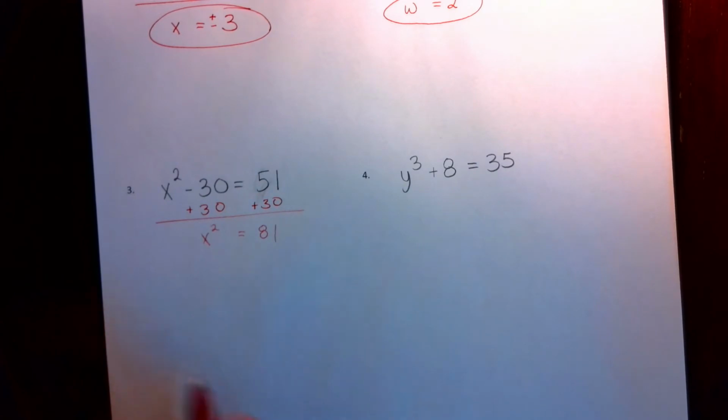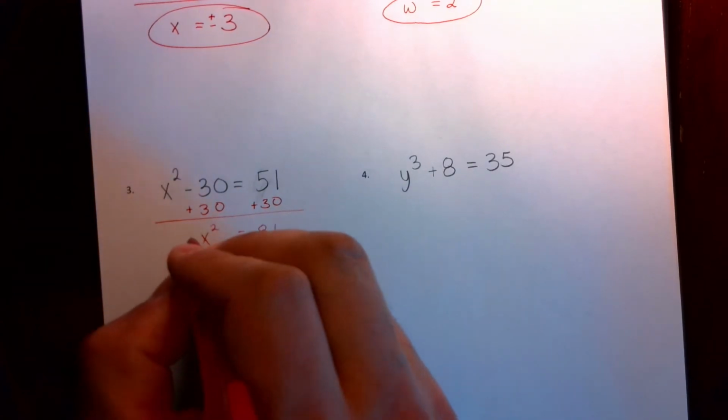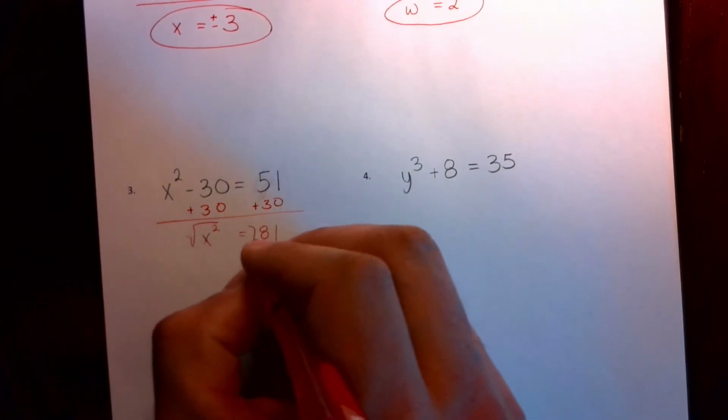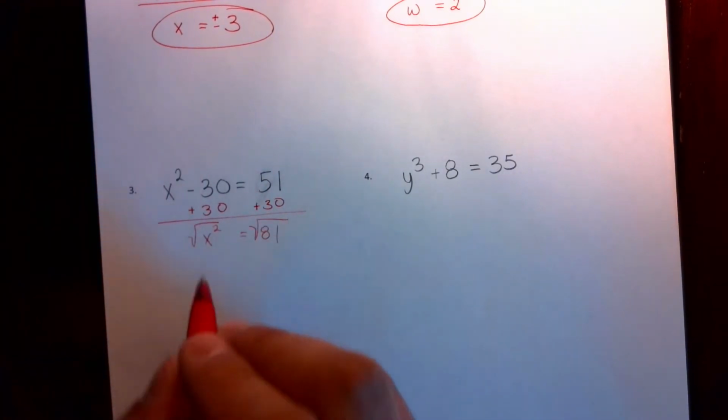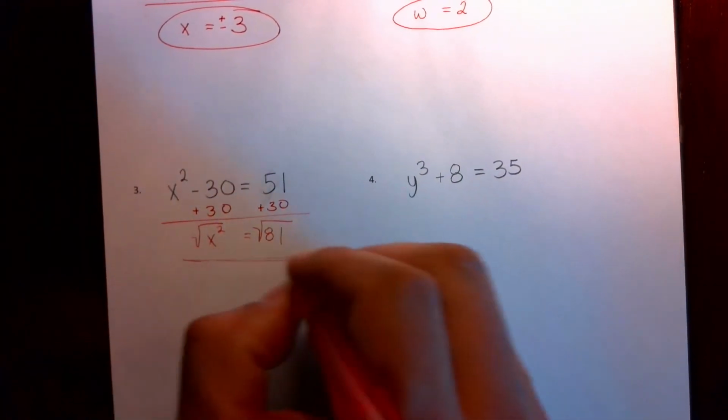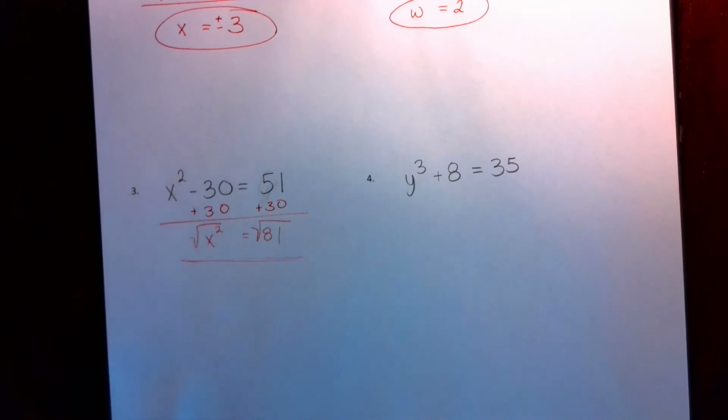Looks like I'm running out of ink here. The opposite of squaring x is to take the square root of both sides. And I'm going to have to switch pens. That's my trusty red pen. Bummer.